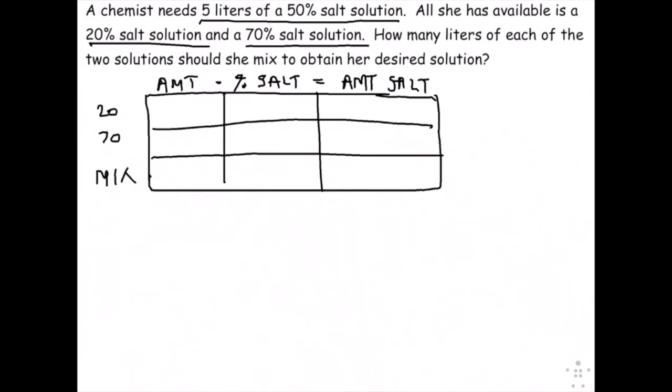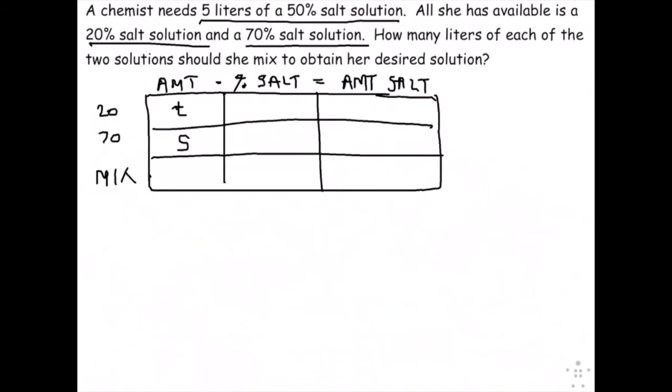So the amount of the 20% salt solution, we'll call that T, for lack of a better term. And the 70%, we'll call that S for 70, right? Okay. So we have T and S.